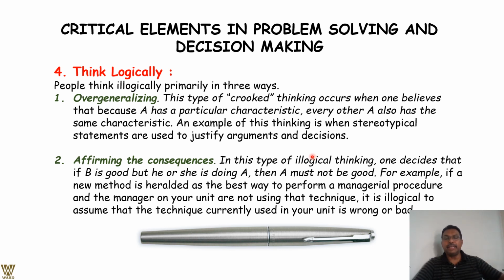Next is affirming the consequences. In this type of illogical thinking, one decides that if B is good, but he or she is doing A, then A must not be good. So it's an illogical, irrelevant conclusion, right? For example, if a new method is heralded as the best way of performing a procedure, and the nurse managers in a unit are not using that technique, it is illogical to assume that the technique currently used in a unit is completely wrong or has gone bad.